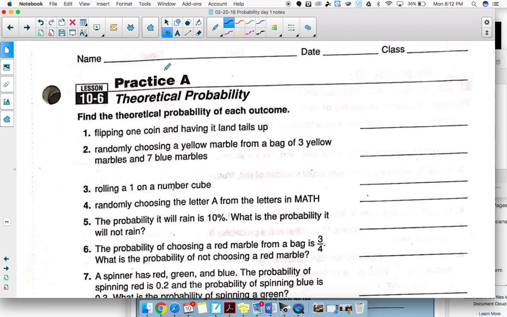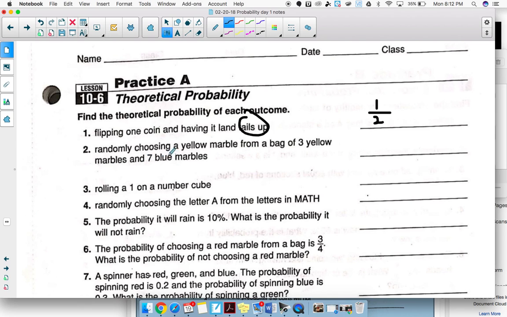On practice A, it wants us to find the theoretical probability. So if we're flipping a coin and it lands heads up, again, just think about total choices first. There's 2 choices. How many of those choices are tails? 1 out of 2.